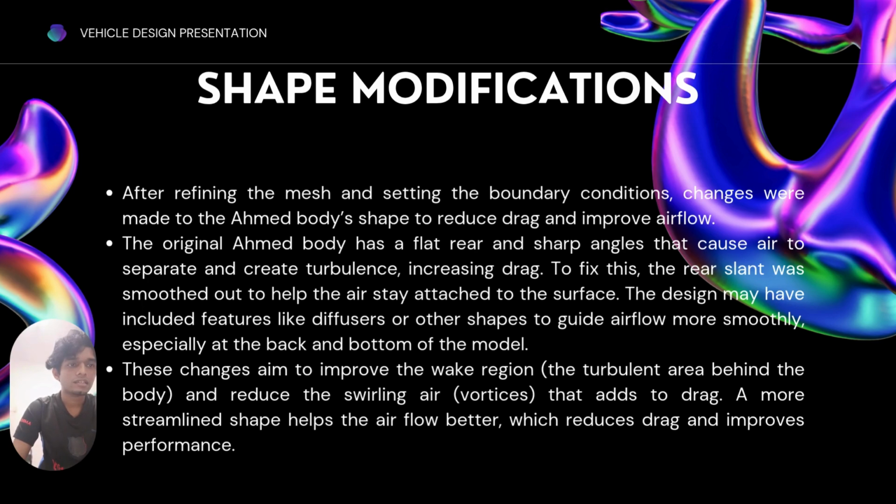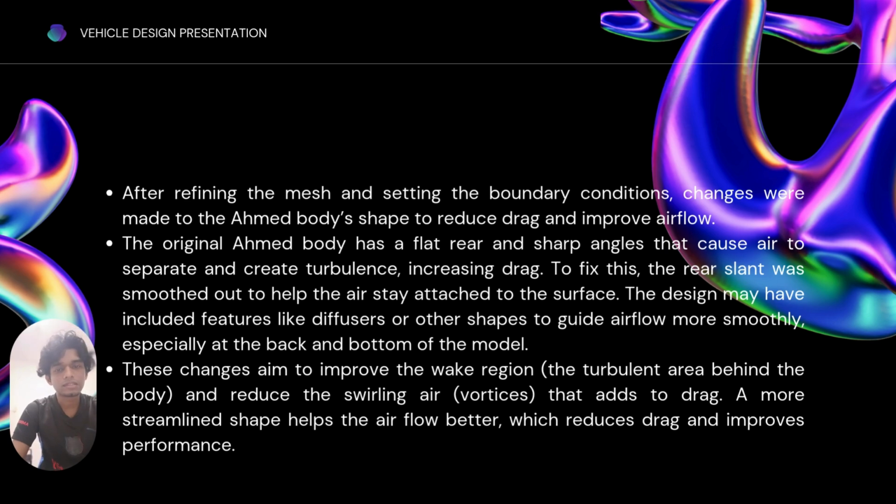To fix this, the rear slant was smoothed out to help the air stay attached to the surface. The design may have included features like diffusers or other shapes to guide airflow more smoothly, especially at the back and the bottom of the model. These changes aim to improve the wake region, the turbulent area behind the body, and reduce the swirling air vortices that add to drag. A more streamlined shape helps the airflow better, which reduces drag and improves performance.